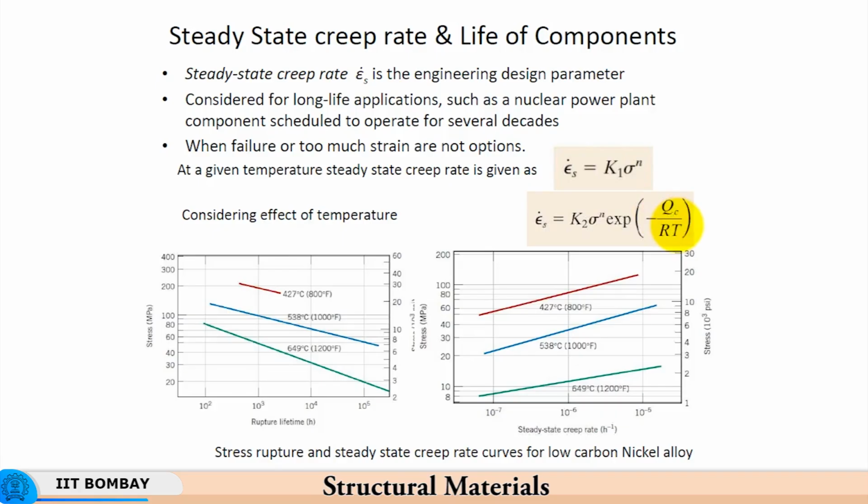So, for instance, if you have diffusion as the main mechanism, then Qc will be the activation energy of diffusion. If there is some other mechanism that is operating to cause creep, then the activation energy will pertain to that particular mechanism. So, these curves pertain to low carbon nickel alloy.